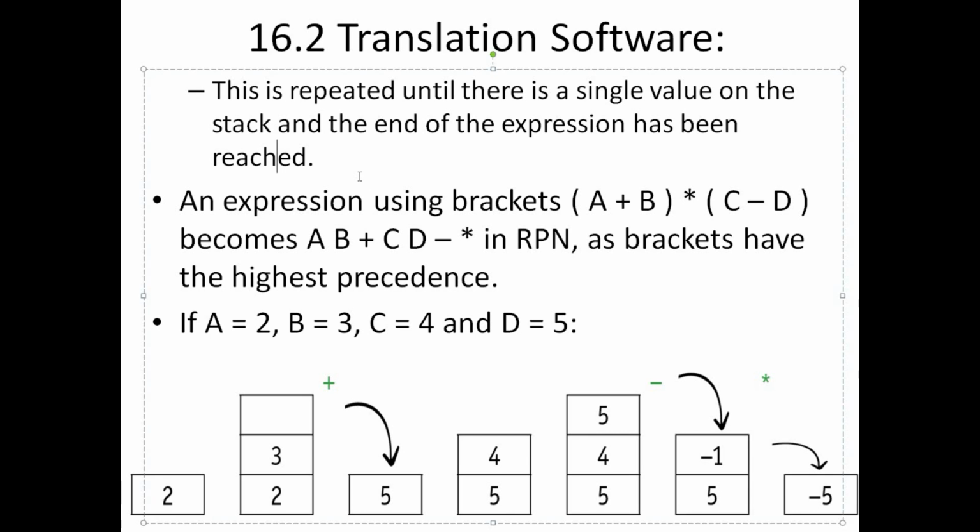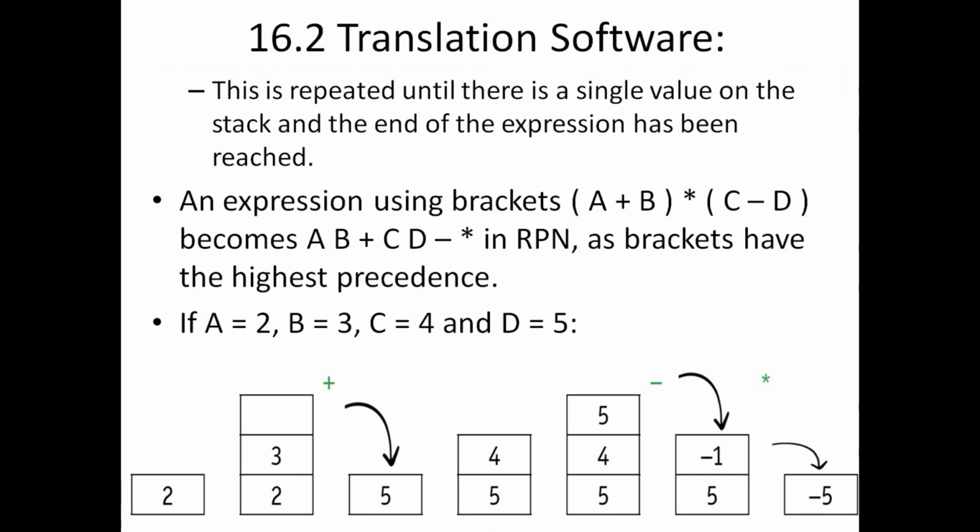This is repeated until there is a single value on the stack and the end of the expression has been reached. Now this is another type of question that sometimes comes in the Cambridge examination, so I've included an example as well. For example, this is an expression a plus b multiplied by c minus d. If you convert it into RPN, it would become AB plus CD minus and then multiply, as brackets have the highest precedence. Now you'll be given some values like A is 2, B is 3, C is 4, D is 5, and then you'll be given these blank stack diagrams, and then you'll be asked to evaluate the expression using RPN.